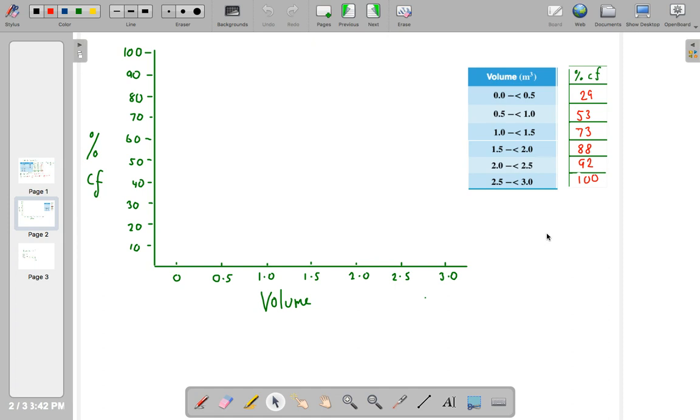And it's pretty similar to what we did last time. Except this time we're graphing the percentage cumulative frequency against the volume. All right, so let's get started. So we always start here with the first group, 0 to 0.5, and the percentage cumulative frequency is 29. So my first bar goes up as far as 29. That's the first bar. There we go. Second bar, 0.5 to 1, goes up as far as 53. So up to 53 for the next bar.